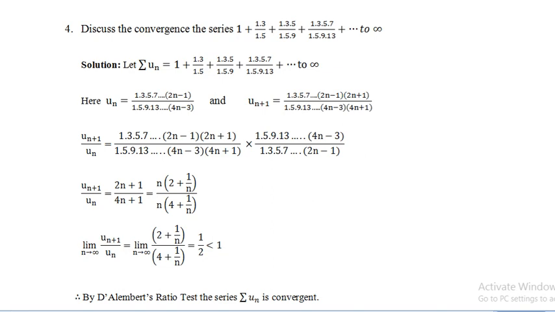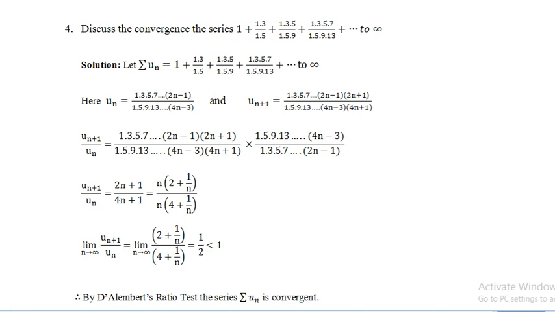Fourth example: discuss the convergence of the series 1 plus 1 into 3 divided by 1 into 5, plus 1 into 3 into 5 divided by 1 into 5 into 9, plus 1, 3, 5, 7 divided by 1, 5, 9, 13, up to infinity. Solution: express the given series as summation of un, then write the nth term of the series, that is un.